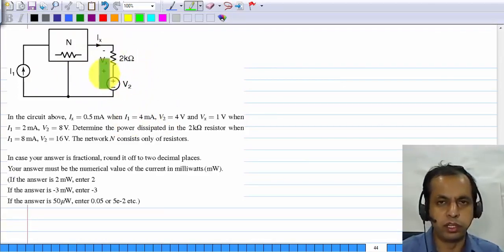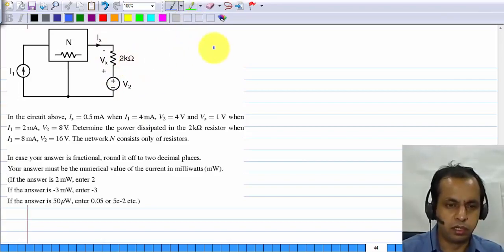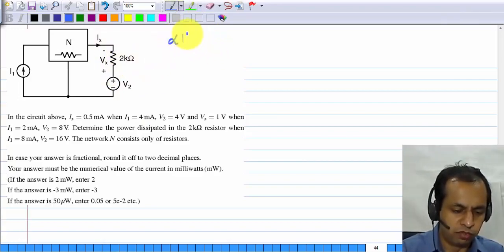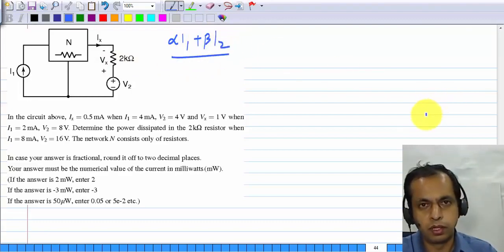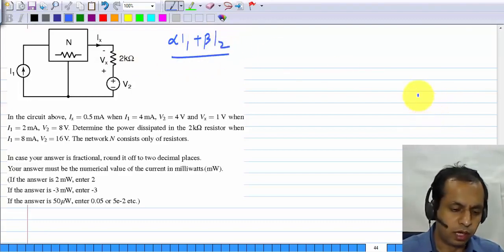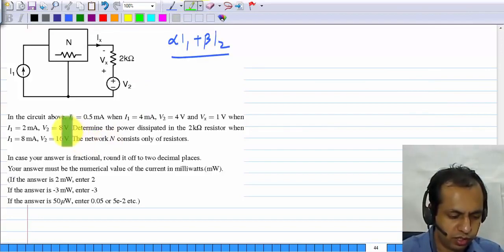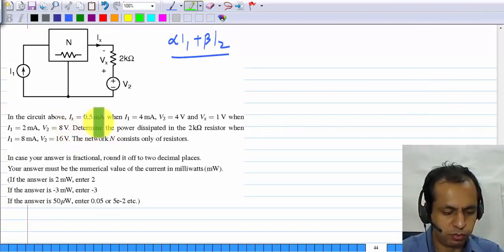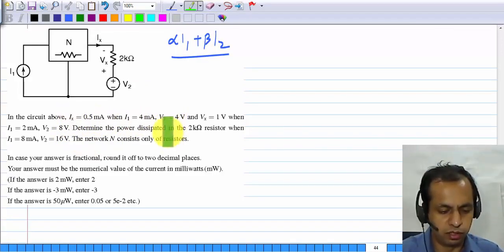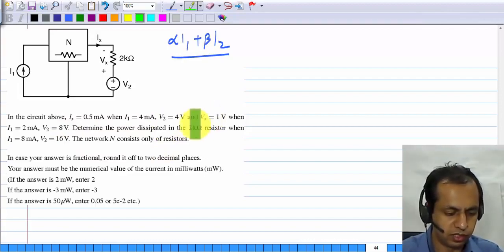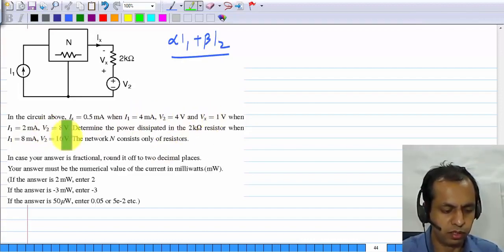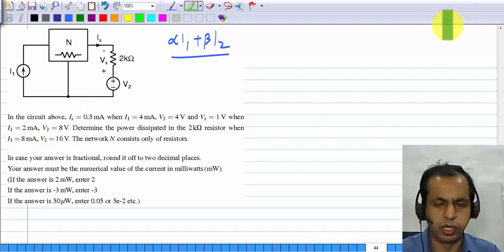That is, every quantity in the circuit would have a solution of the form alpha times I1 plus beta times I2. Okay. And you are given some conditions already. You are told that Ix is 0.5 milliamps when I1 is something and V2 is something, and Vx is 1 volt when I1 is something and V2 is something else. Okay.